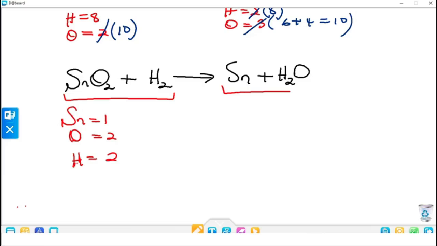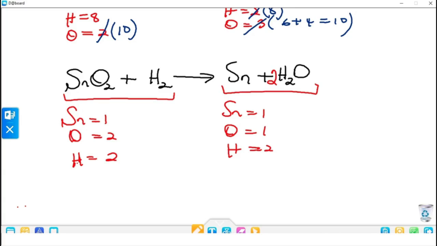Now coming to the right hand side, tin is 1, oxygen is 1, hydrogen is 2. So we can see tin is 1, 1, left and right. Hydrogen is 2, 2, left and right. But oxygen has a problem: 2, 1, left and right. So how do we make oxygen balance? To balance oxygen, we simply place 2 in front of H2O.